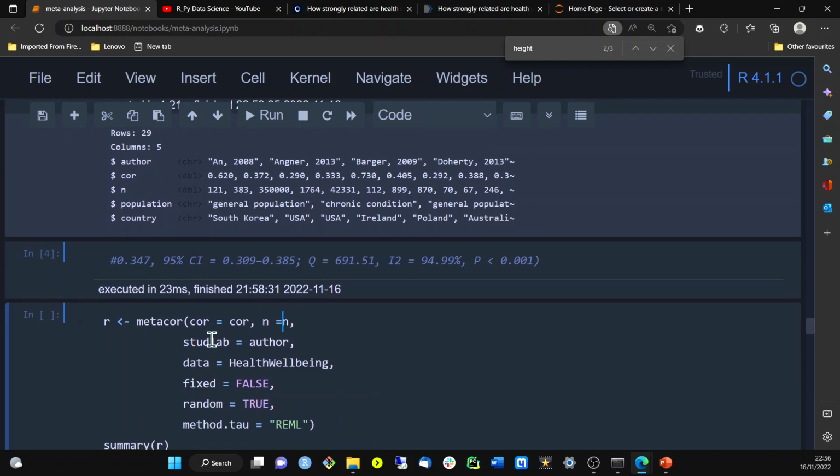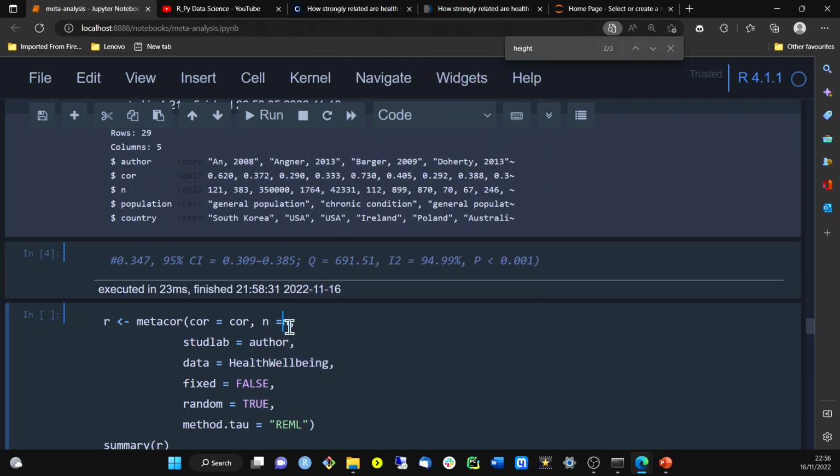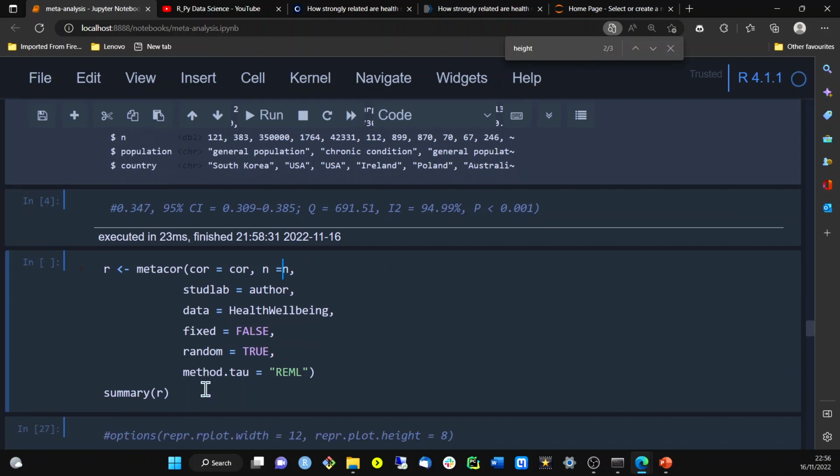Then finally, you can add additional arguments, data. This is actually an important argument. Otherwise, you can also do it with the dollar sign, healthy well-being dollar COR, well-being dollar N. Yeah, you can do it that way. What I mean is like this. Let me copy this, and then you can do it like this, and it works. But I don't have to do that because I can simply give it a data argument, and then it works.